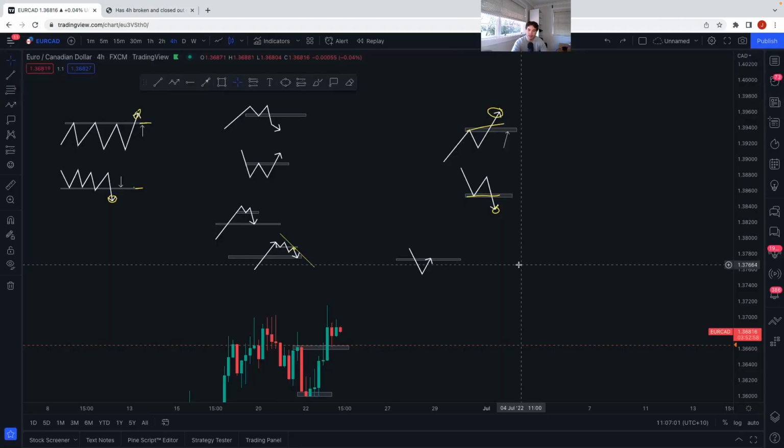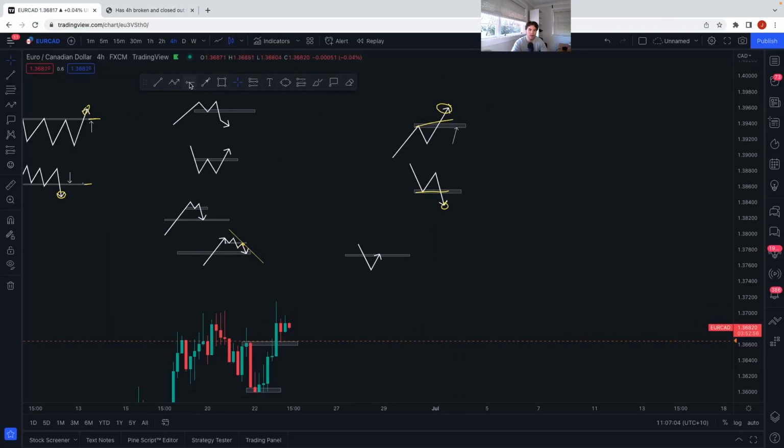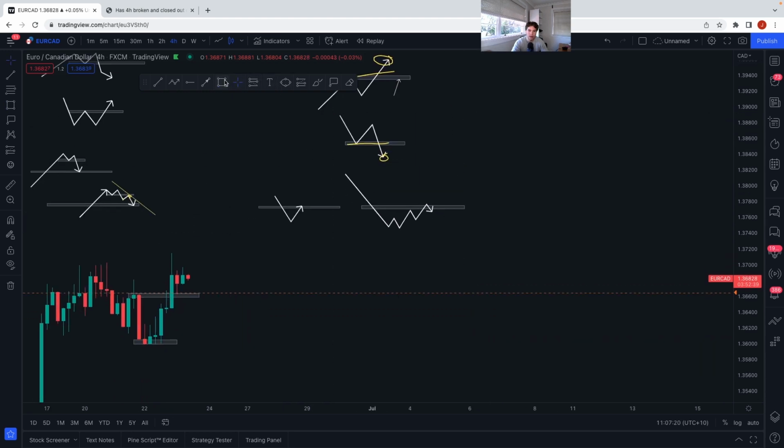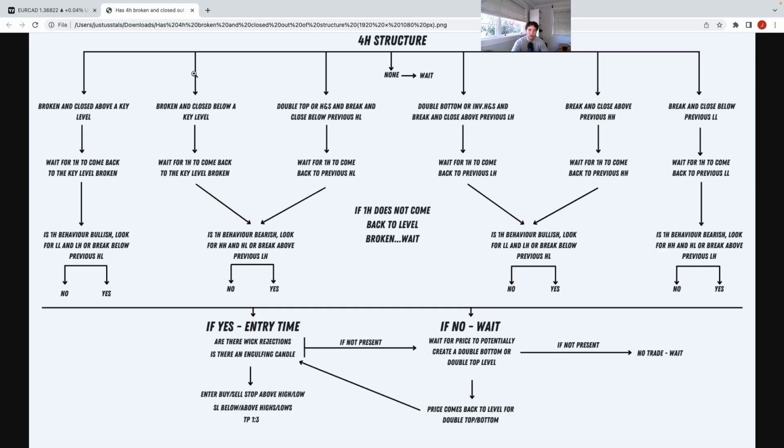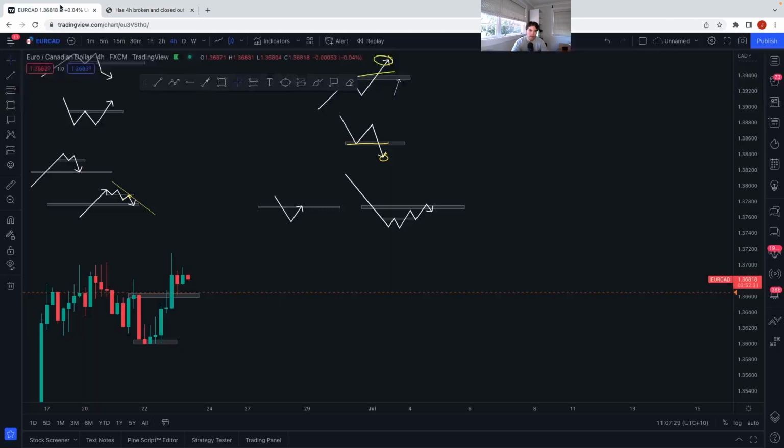The other scenario is similar to what I talked about. Price breaks below a level and then creates some sort of structure, and we do not have bearish behavior. So imagine we're on the 1 hour. This is the key level right here. Straight away, we can see that price breaks above the previous lower high, or it makes higher highs and higher lows.